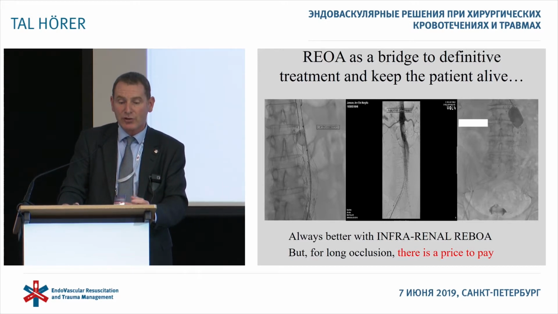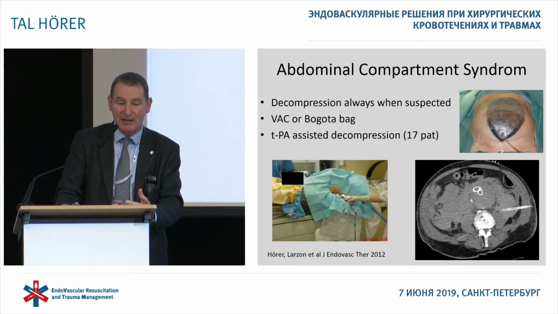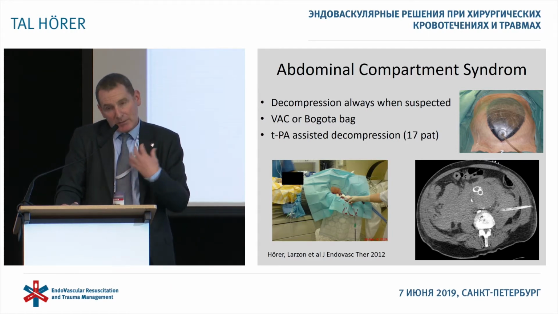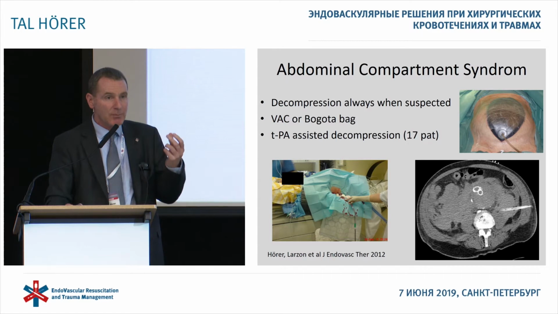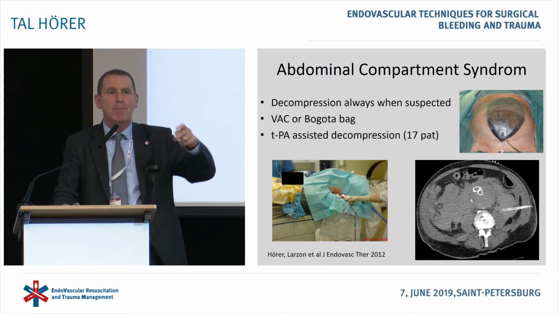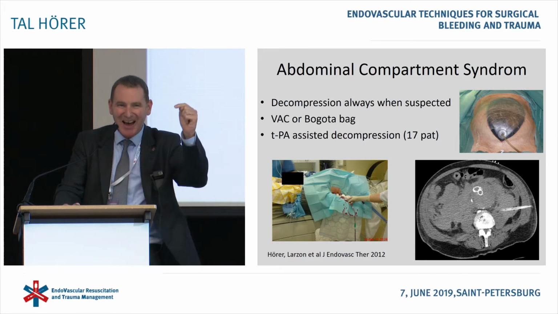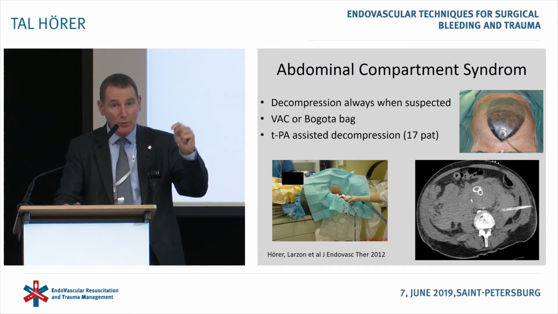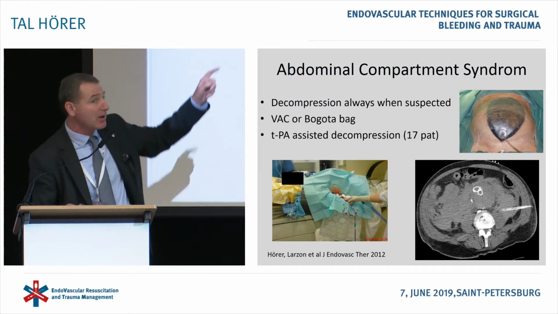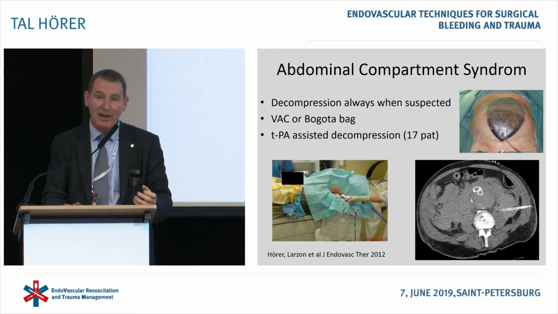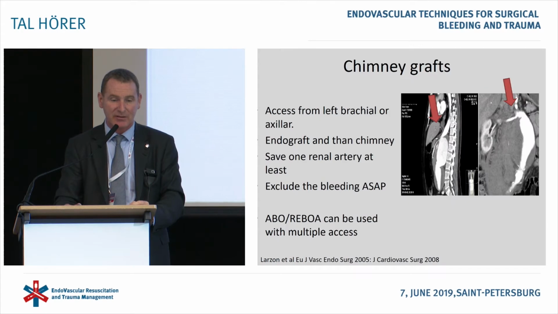For long occlusion, you will pay a price, and the price is quite severe. Abdominal hypertension, abdominal compartment syndrome. In my mindset, RIBOA is a catheter, a minimally invasive method, but it's not. It's highly invasive when you occlude the aorta for a long time. So you will pay the price, and this is the price. You can do decompression by laparotomy or TPA. There are different methods. Laparotomy is the standard method.